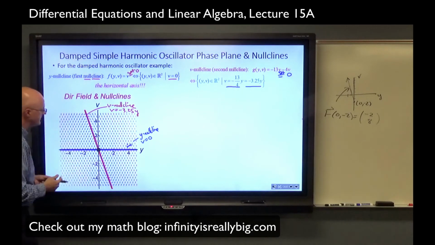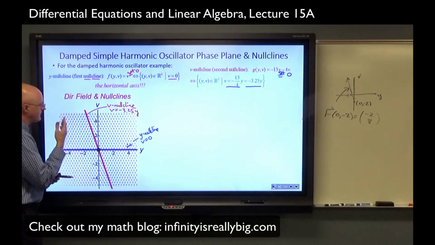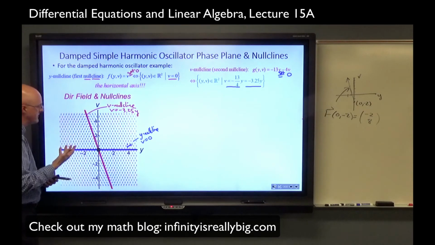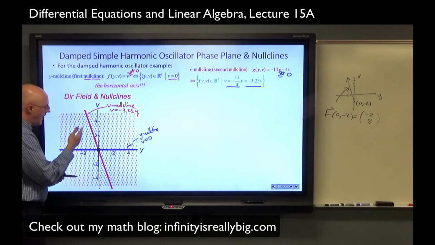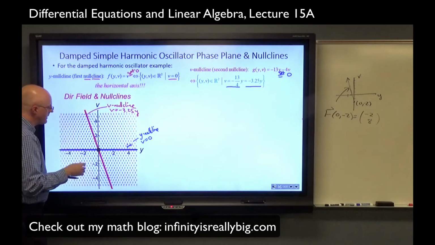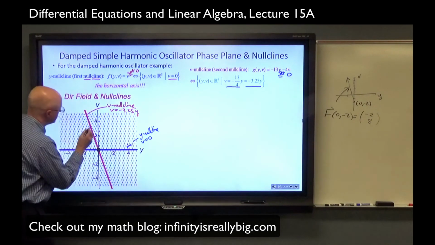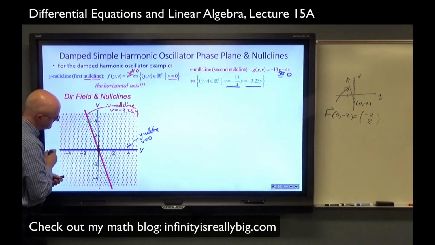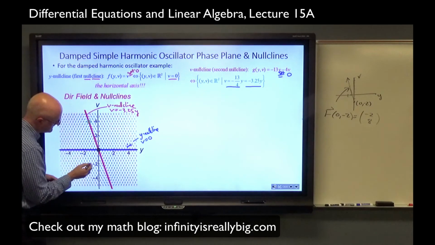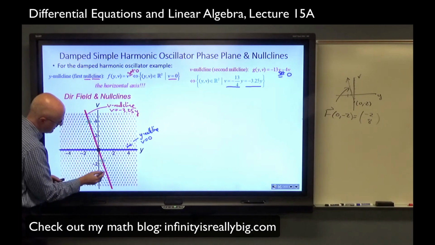I've drawn the direction field on there. Notice the arrows when the base, the tail of the arrow, the vectors, are on the red line. The vectors point horizontal. This vector here is pretty close to horizontal. I know they're small. I hope you can see them okay. This one's close to the horizontal. This one's pretty close to horizontal.